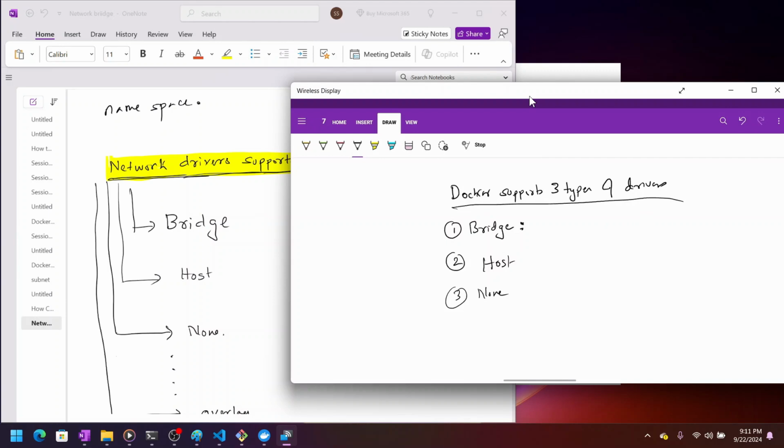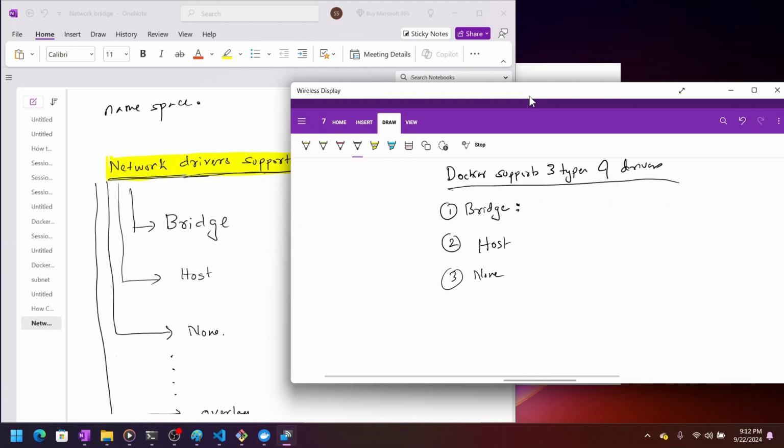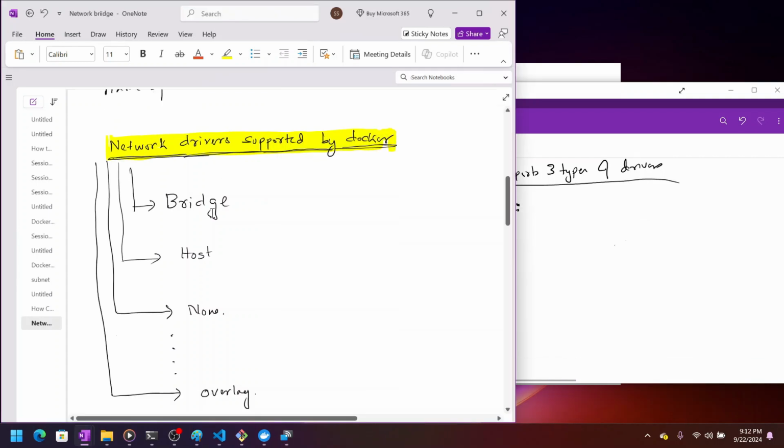Let's discuss bridge first. Docker gives us a default bridge network, to which the containers you create connect by default, and the name of this is bridge0. So this is the default bridge network that Docker provides. Let's say you run a container like docker run ubuntu. You didn't mention which network to use, but by default it will use bridge0. So let's now discuss what a bridge network, the bridge driver in Docker, is.